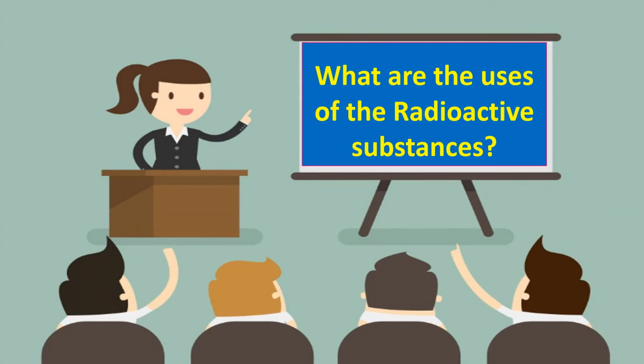So what are the uses of these radioactive substances? Again, what makes it active? You still remember our discussion? Because of the isotope, so the number of protons and neutrons are not equal. That's why some of the substances are very active, because they are not stable.